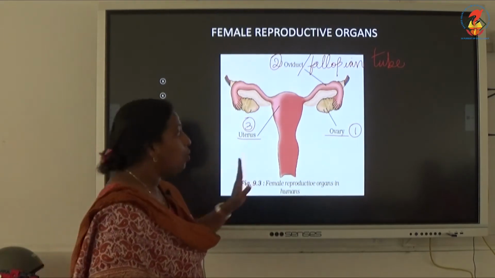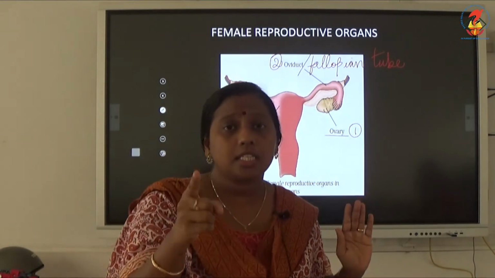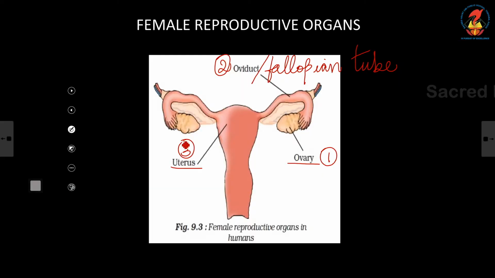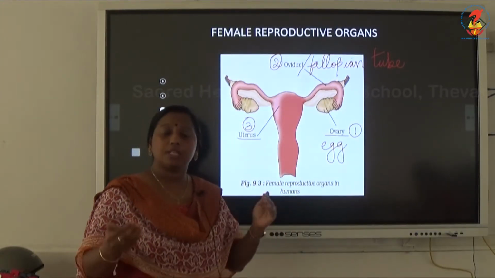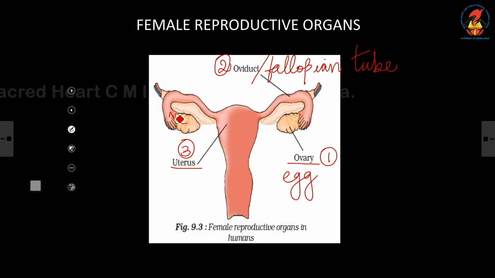Clear? Okay. Now coming to the functions. What was the function of testis in the male reproductive system? Testis will be producing sperm. Similarly, ovary will be producing eggs or the female gametes. Female gamete is otherwise called egg, I told you, isn't it? Egg or ovum. So, the ovary will be producing the female gamete called the egg. The egg produced from every ovary will be released into the fallopian tube. The fallopian tube will carry the egg through it into the uterus.